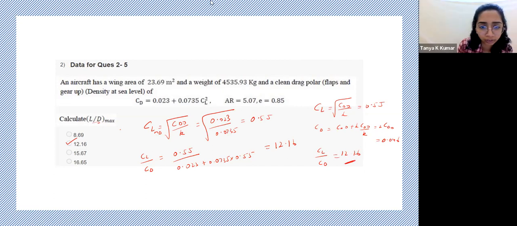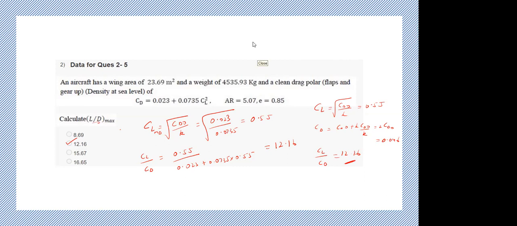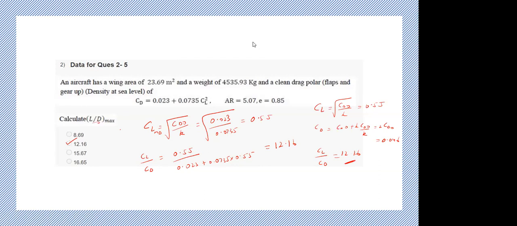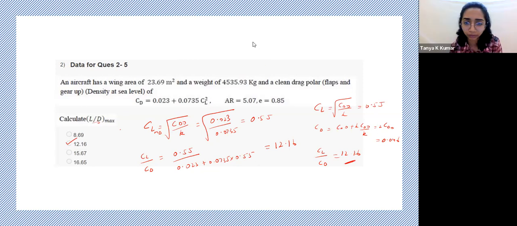Something in the chat box. Badavat, I'm sorry if I'm pronouncing it wrong, but are you getting 12.6, 12.1? Okay, so I think almost all of us are getting 12.16. Please check your answers again. And if there's still some error, please put it up on the forum. Okay, we'll just move ahead now.